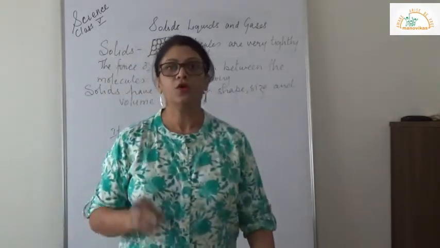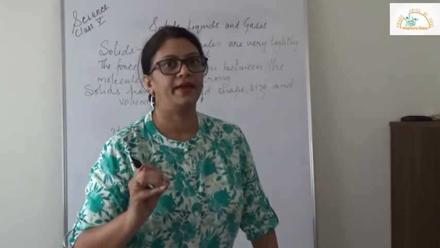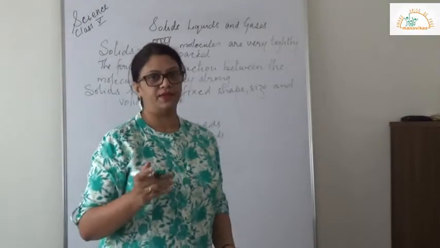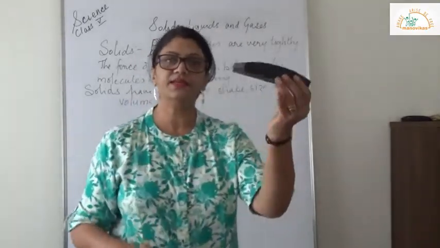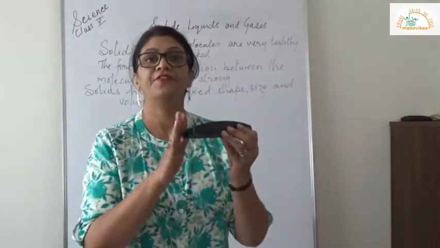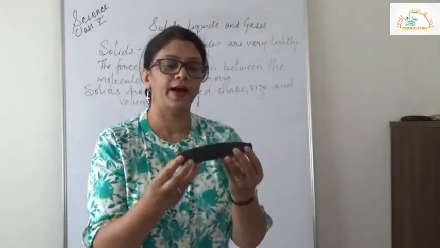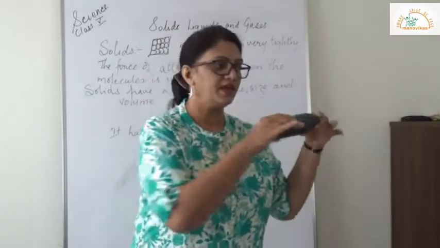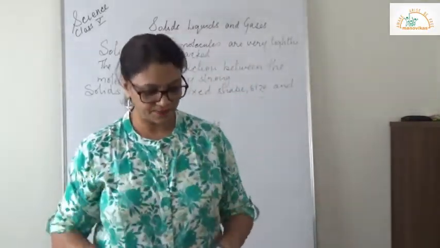Now, what is volume? Volume is the space occupied by the substance. It can be a solid, can be a liquid. For example, I have a duster here. It is a solid. It has a fixed shape, fixed size and fixed volume. It will occupy the same amount of space if I keep it on the table, if I keep it on the floor or wherever I keep it.